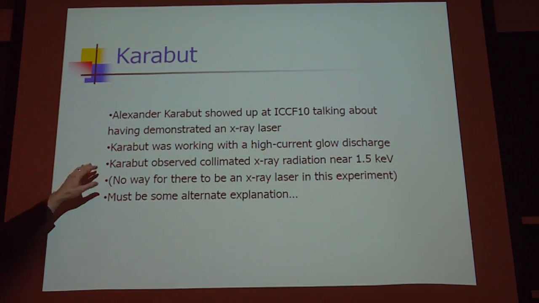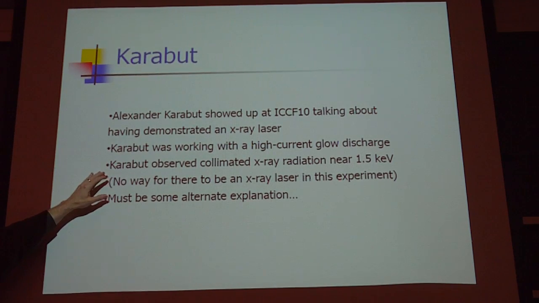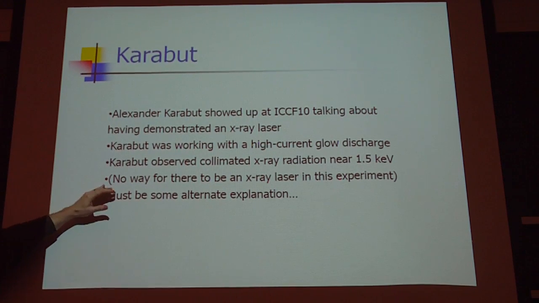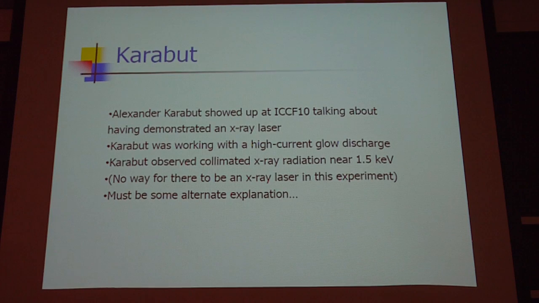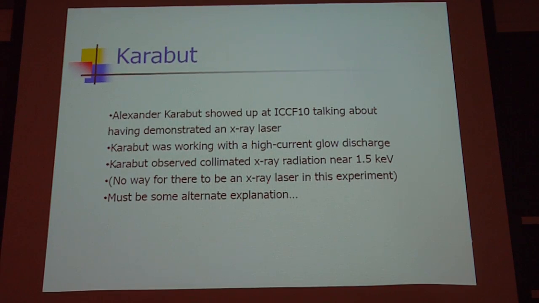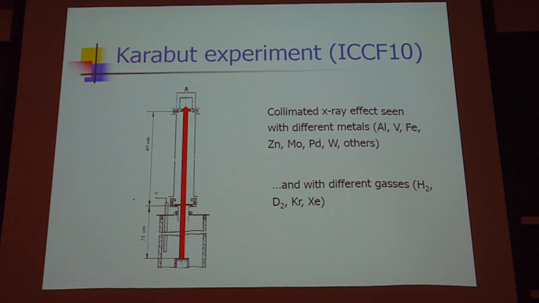So Karabut was working with glow discharge. He observed collimated X-ray radiation at 1.5 keV. And by my assessment, there's no way in the world that you can get an X-ray laser there. There must be some alternate explanation. And well, you've guessed what the alternate explanation is, what it is that I was designing. Karabut's experiment and the theoretical ideas were developed independently, and they came together and crossed.